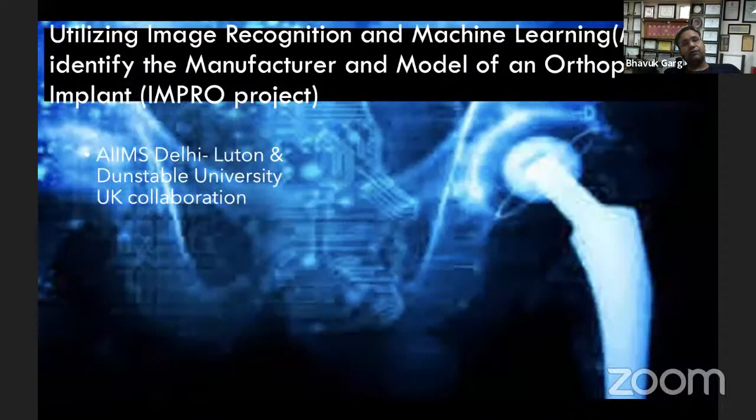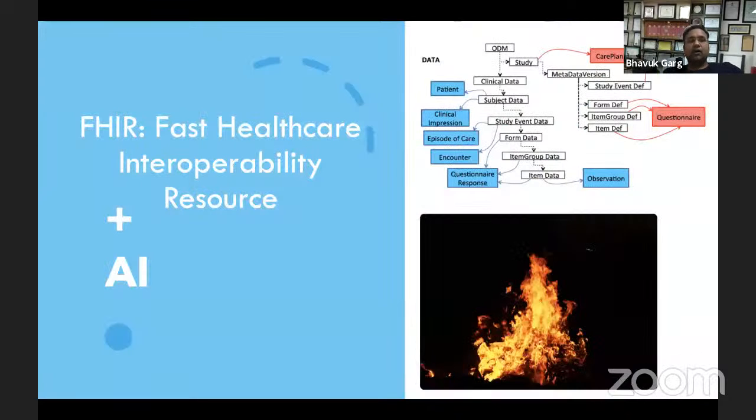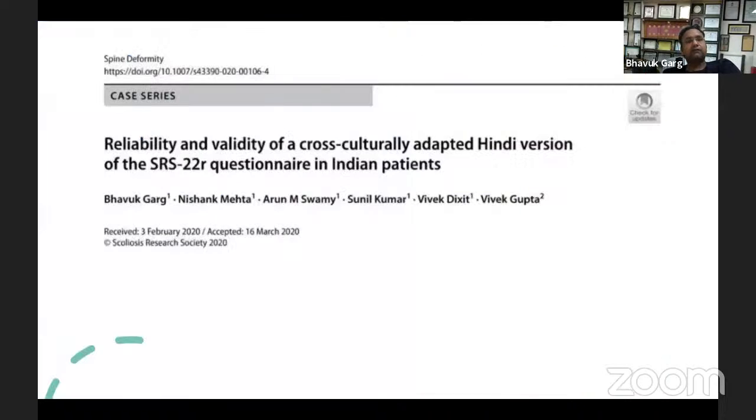We have also done a UK university collaboration, where we are using artificial intelligence and machine learning to predict the manufacturer and the model of an orthopedic implant just by looking at these X-rays. Another common application is FHIR, the Fast Healthcare Interoperability Resources. This is coming up in a big way, where all the patient data is integrated with the AI.